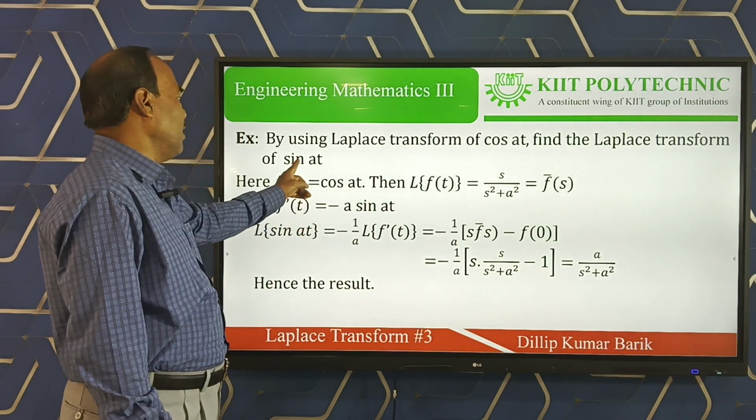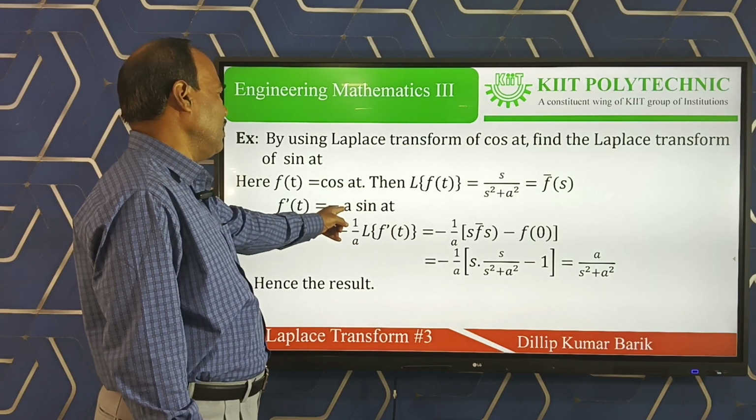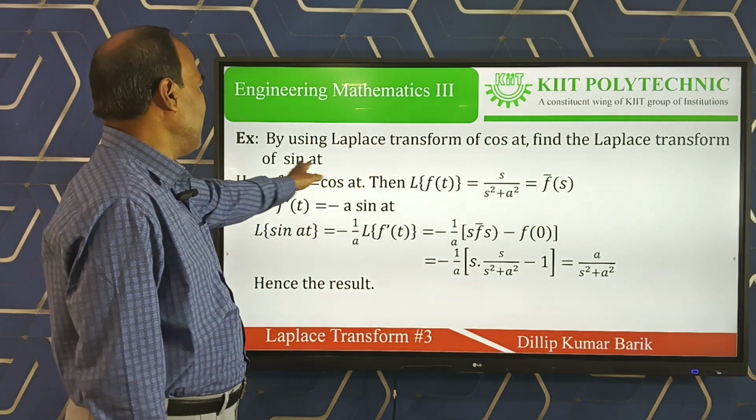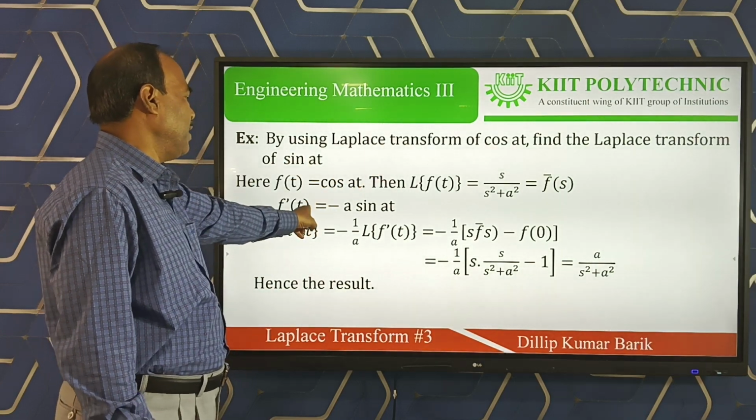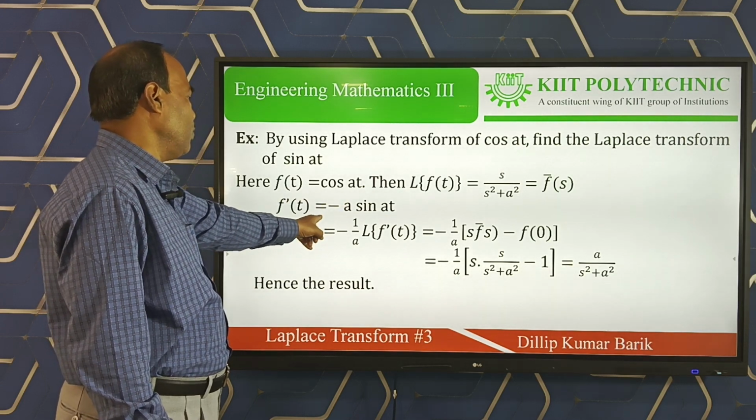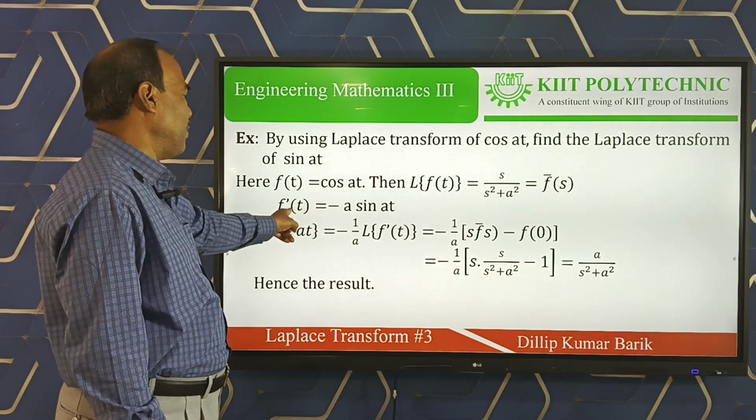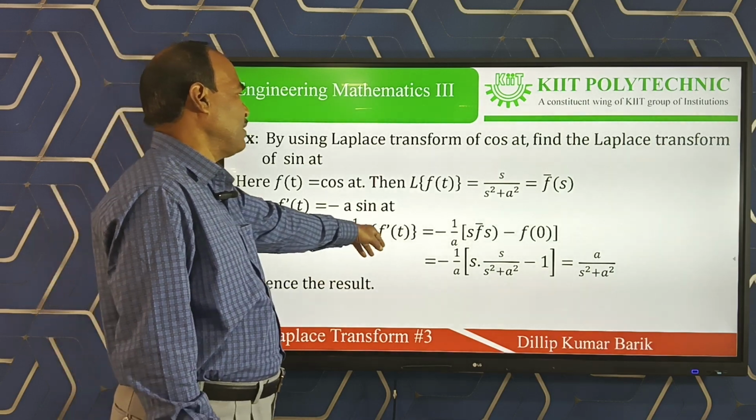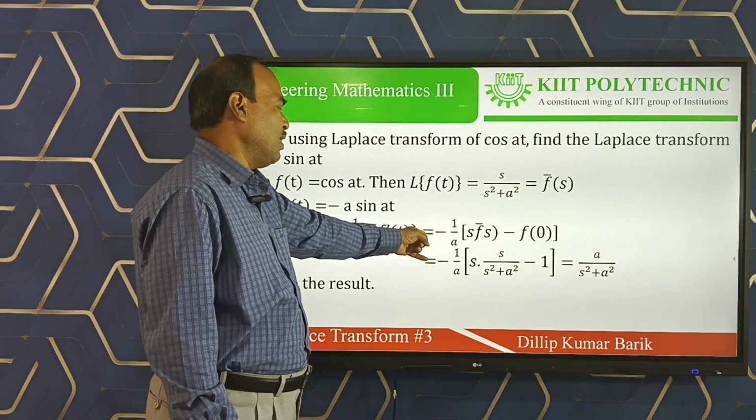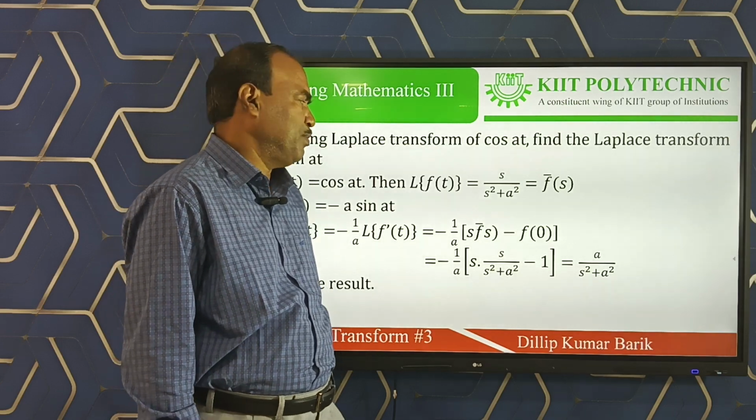So now its derivative, meaning the cos at derivative, f dash t is equal to minus a into sin at. Let us take a and find the Laplace of sin at. In this line, if I take Laplace of both sides and simplify, Laplace of sin at is equal to minus 1 by a into Laplace of f dash t. And Laplace of f dash t is nothing but, from the last slide, s into F bar(s) minus f(0). So clearly it is nothing but minus 1 by a whole into s F bar(s) minus f(0).